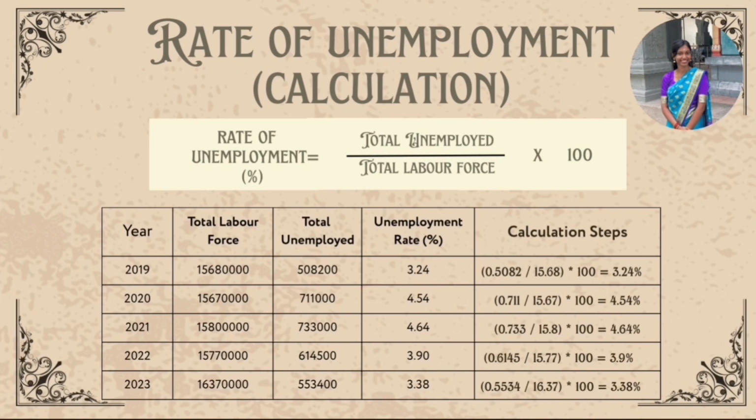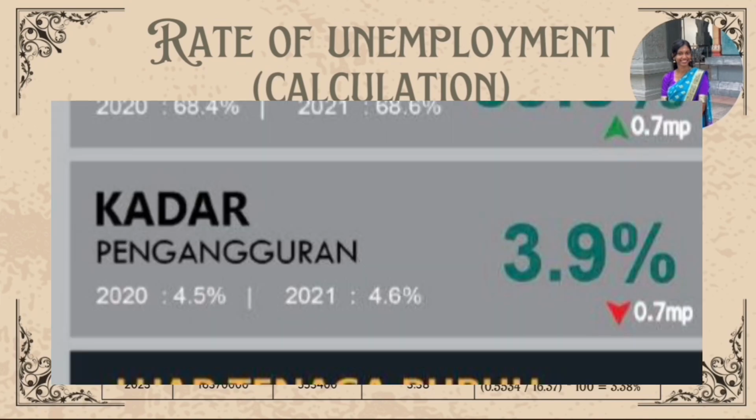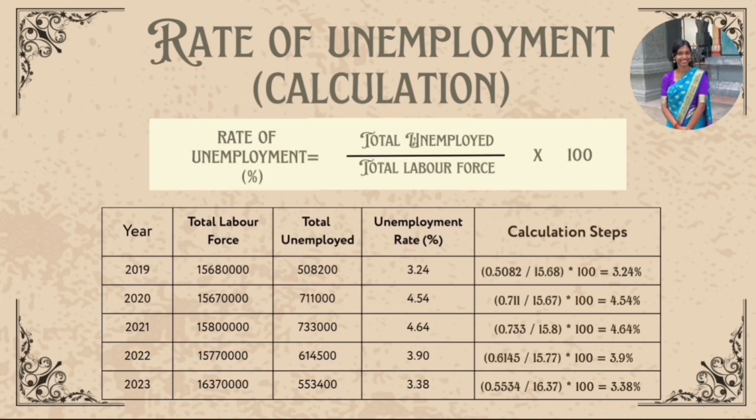But by 2022, we started seeing some more improvement, and the rate dropped to 3.90%. Yay! So how do we get that? It's the same. We take 0.6145 and divide by 15.77 times 100.